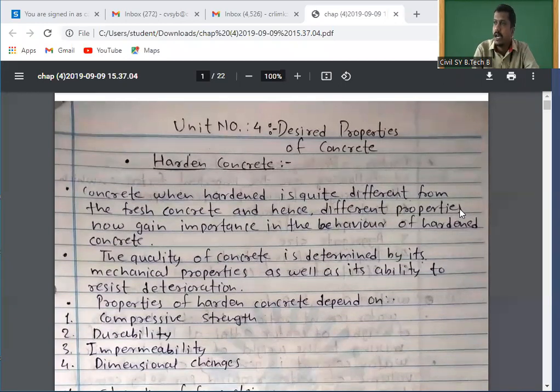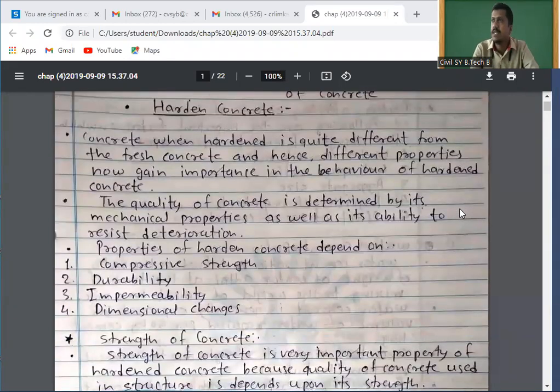In our last session, we discussed the syllabus as well as the introductory part regarding this particular topic. In this chapter, we deal totally with the hardened concrete. In chapter number 3, we completed the discussion with respect to the fresh concrete. Now, in chapter number 4, we are going to discuss the hardened concrete.